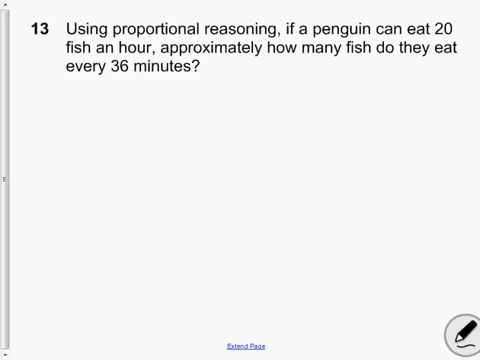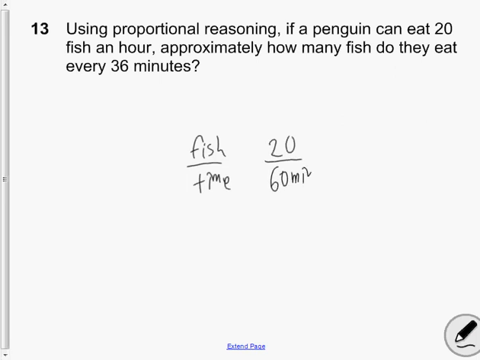Question 13, using proportional reasoning, if a penguin can eat 20 fish an hour, approximately how many fish can they eat every 36 minutes? So the first thing I'm going to do is set up my proportion. I'm going to put it fish to time. I want to make sure I keep fish on the top, time on the bottom. So 20 fish in 60 minutes.